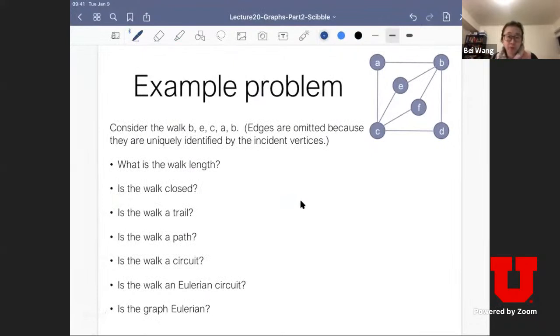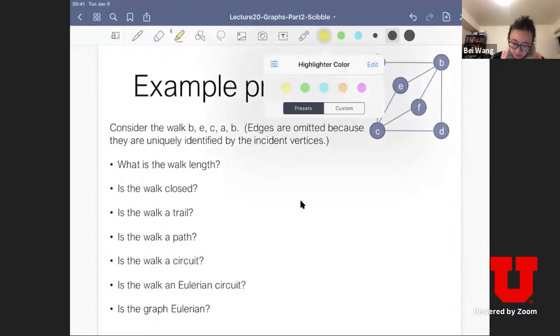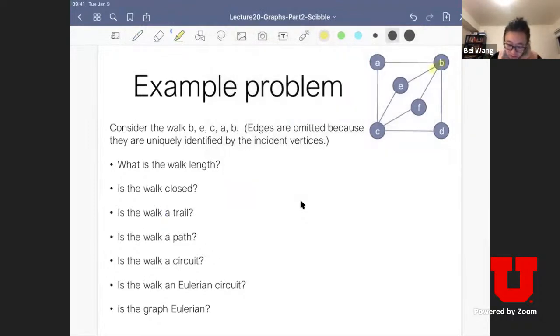Now let's ask more questions regarding walks. The length, is it closed? Is it a trail? Is it a path? Is it a circuit? Is it an Eulerian circuit? Is the graph Eulerian? All these problems can be solved by just looking at the definitions we showed earlier. Okay, so let's look at this initial path. Try to highlight in yellow. I'm going to go from B to E to C to A and back to B. So what is the length? Well, it goes through 4 edges, length 4.